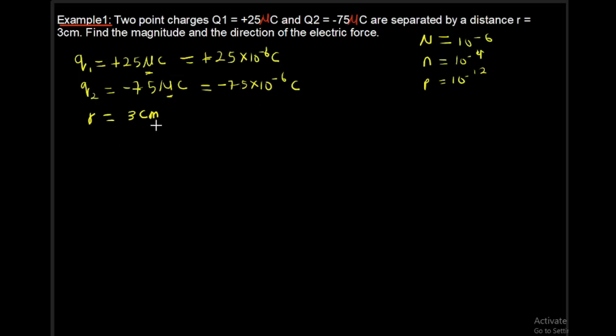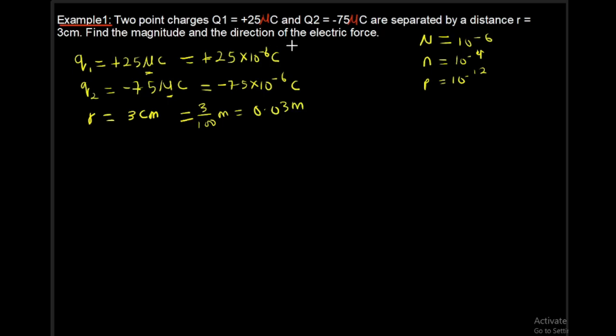Now r is 3 cm. We need to convert it to meters because the standard unit for distance is meter. So we have 3 divided by 100, 3 over 100 in meters. So that will give us 0.03 meter. Alright, so now we can go on and solve.